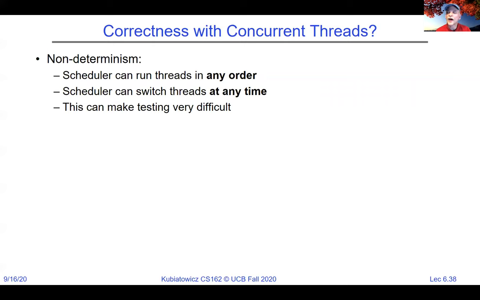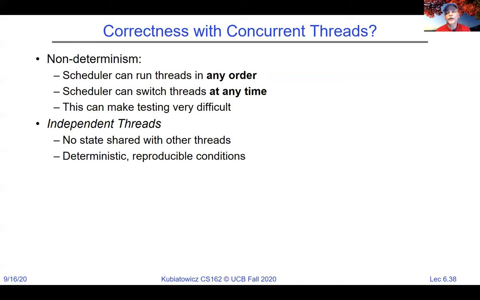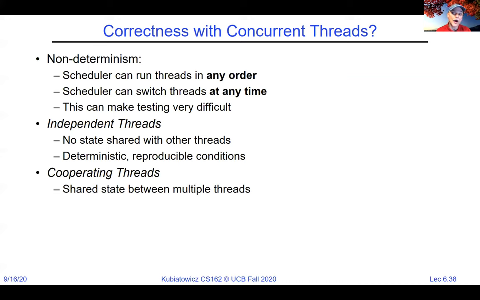And the problem is this non-determinism factor. The scheduler can run threads in any order and switch at any time. If the threads are independent, that's okay. But if they're cooperating on shared data, we've got a mess. Multiple threads inside a single process are likely to be collaborating together, and then we may have a mess. The goal here is how do we correctly design things so they work by design, regardless of what the scheduler does to us.